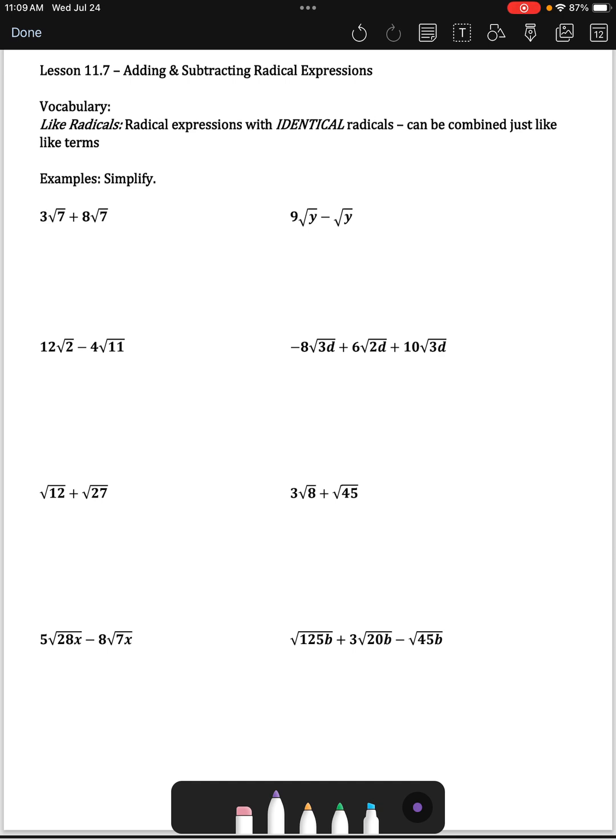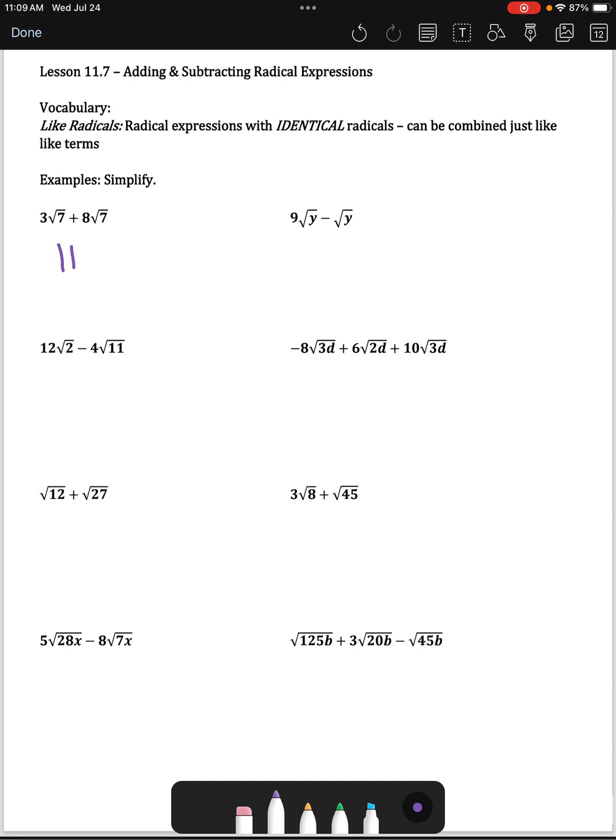So, first example, very straightforward. We have 3 root 7 plus 8 root 7. The radicals are identical. They're both root 7, and you can't simplify root 7. The only multiplication statement that makes 7 is 1 times 7. Nothing to do there. So this is basically saying I have 3 of this thing, and I get 8 more of this thing. Well, that must mean I have 11 of this thing being root 7. That's it.